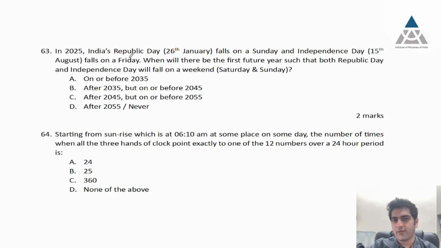It says in 2025, India's Republic Day, 26 January, falls on a Sunday, and Independence Day, that is 15th August, falls on a Friday. When will there be the first future year such that both Republic Day and Independence Day will fall on a weekend, Saturday and Sunday? Okay, so a very interesting date related question.